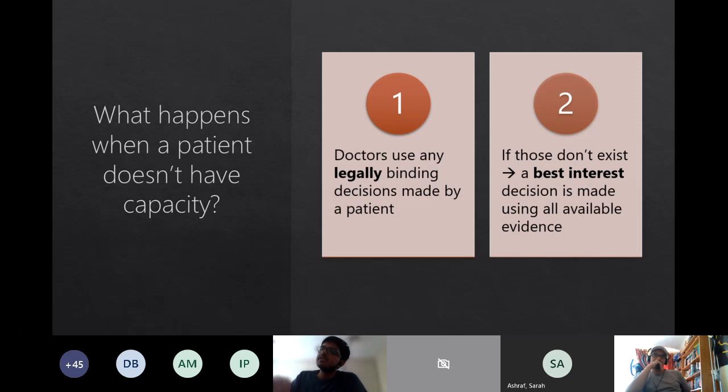Not ideal. So what legal things can you put into place that are legally binding and the doctors have to use it? DNR is a specific type of one of these. So yeah, DNAR is definitely legally binding.